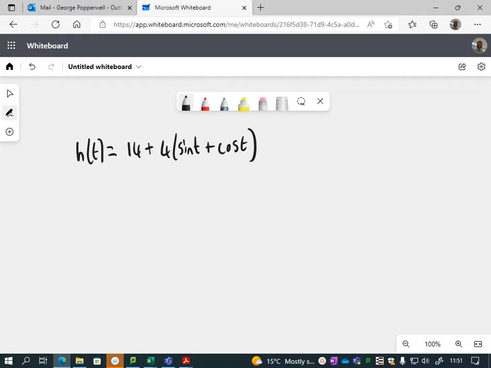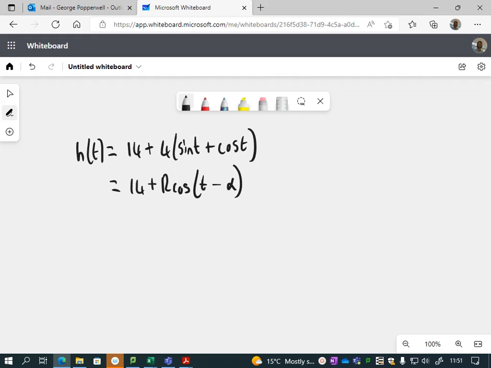The first thing we're asked to do is rewrite this model in the form 14 plus r cos(t minus alpha). The reason we do this is that if we can write the model in this form, it's much easier to see what's going on than in its current form.